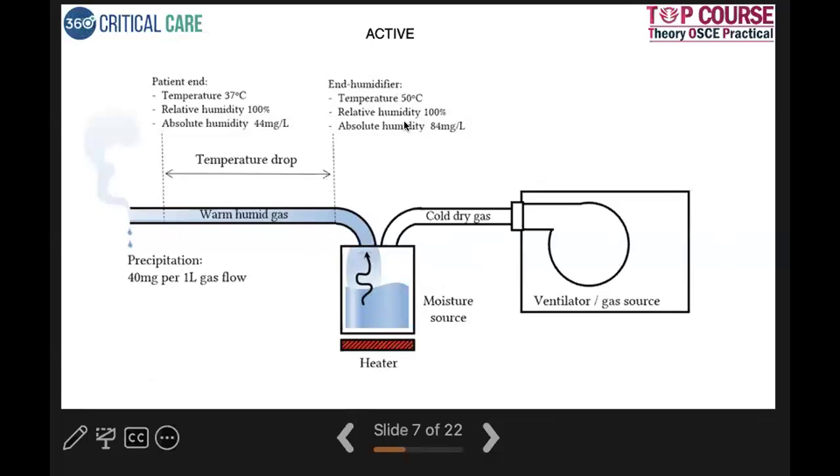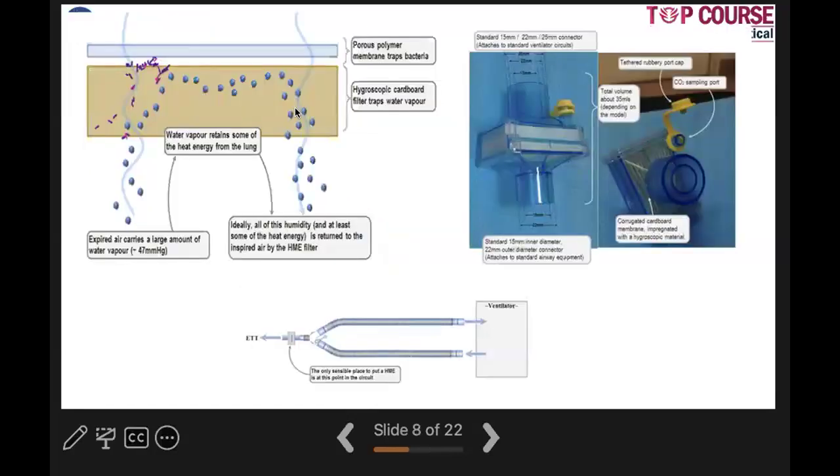And you have values for it, where the temperature is kept at 37 degrees, the relative humidity should be 100% and the absolute humidity should be 44 milligram per liter, as per the different parts of the airway, especially the mid trachea. All of that is being maintained and delivered back to the patient. These values are very important because they should match the normal airway of the patient, so that it won't dry up the secretions, nor would it condense and create any complications. This is with respect to active humidifiers.